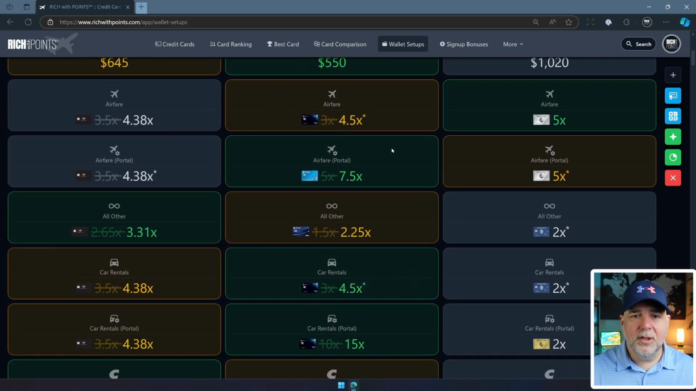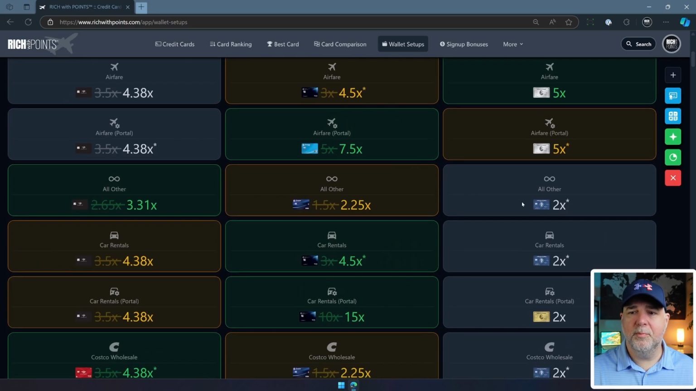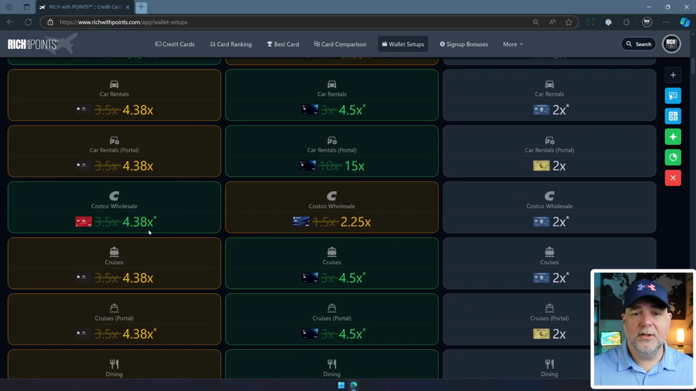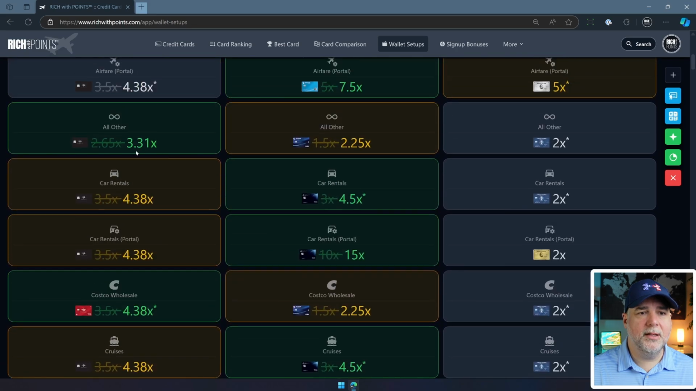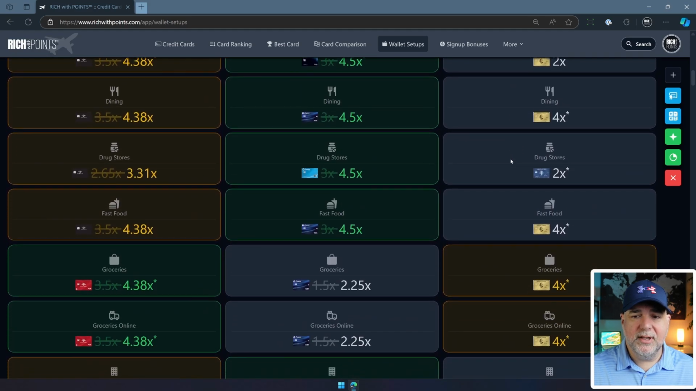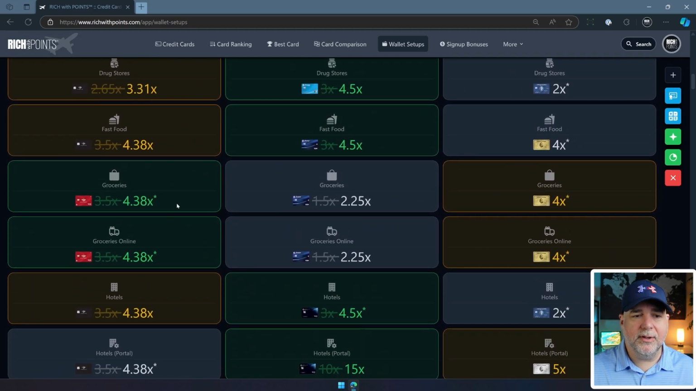But let's see what we do. A little bit better. I mean, we're beating the American Express at least a little bit. Wholesale clubs are doing great, right? And then all other, we got that 3.31x on all purchases versus the 2x. Oh, so we are still in travel portal redemptions as our redemption preference. We'll switch over to transfer partners and see what that looks like as well. But with travel portal redemptions, we're doing much better than American Express at this point. It's not bad. Groceries, wow, killing it in groceries.